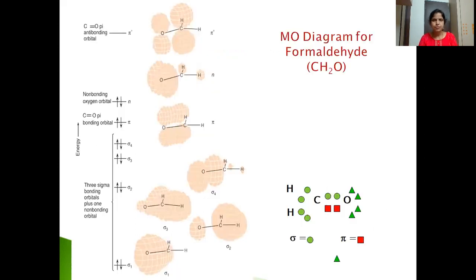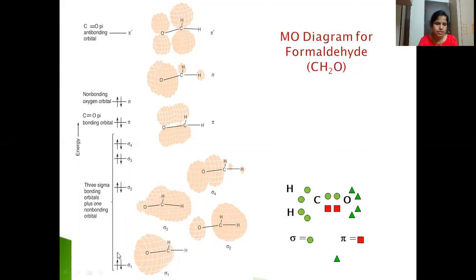If we take the example of formaldehyde, which is CH2O, here you can see the different energy levels. Carbon has a sigma bond with one hydrogen and another sigma bond with the other hydrogen, and between carbon and oxygen we have a double bond. One is a sigma bond and the red one is the pi bond. The triangle-shaped electrons on oxygen are non-bonding electrons. On oxygen there are two pairs of non-bonding electrons.